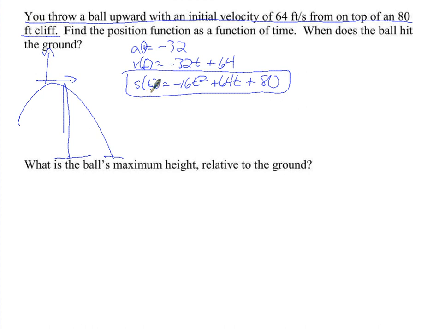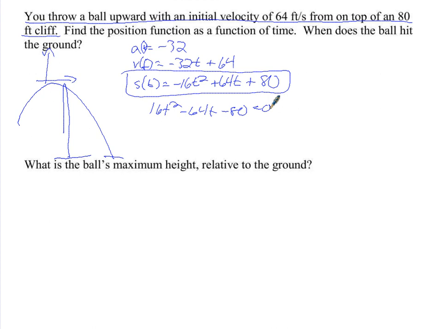And once I put 0 in here, I don't like that negative squared term, so I'm going to move everything over to this side and have the 0 over there. So that gives me 16t squared minus 64t minus 80 equals 0. Is everybody okay with that? Okay, now what?